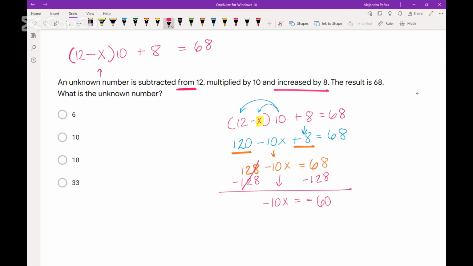And now the last thing to get x alone is this negative 10x is multiplying times x. So again, inverse operation. If right now it's multiplying, the inverse operation would be to divide. So I'm going to divide by negative 10 here, but whatever you do on one side, you must also do on the other side of the equal sign. So finally, x will equal positive 6. Because a negative divided by negative is a positive, and 60 divided by 10 is 6.